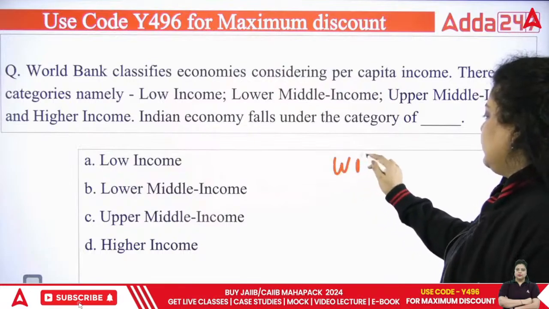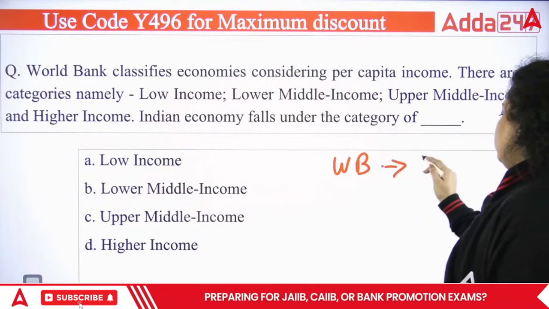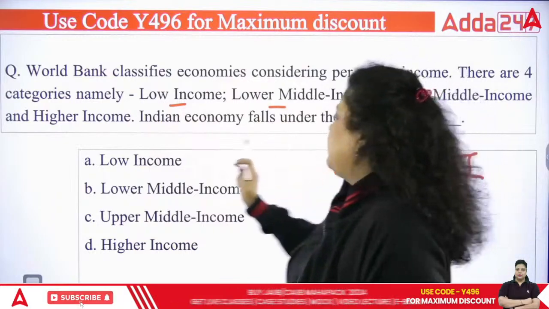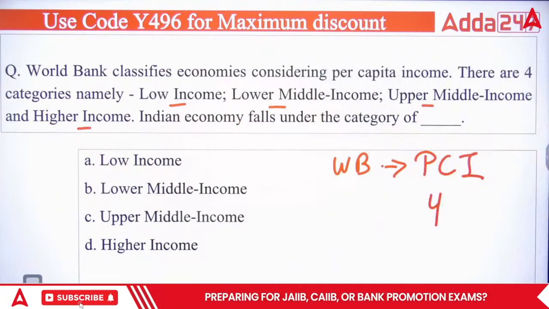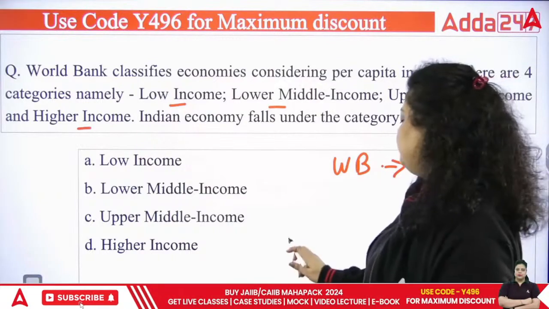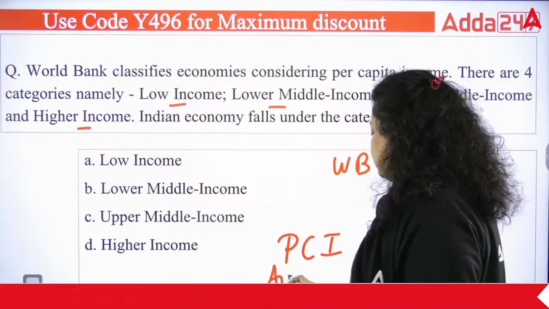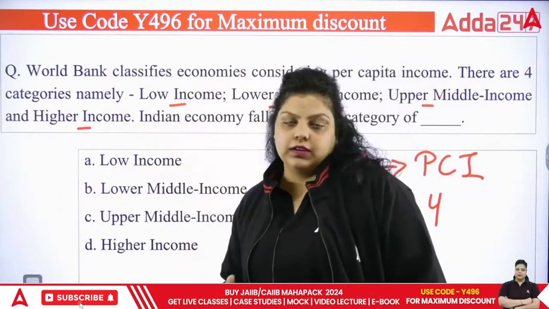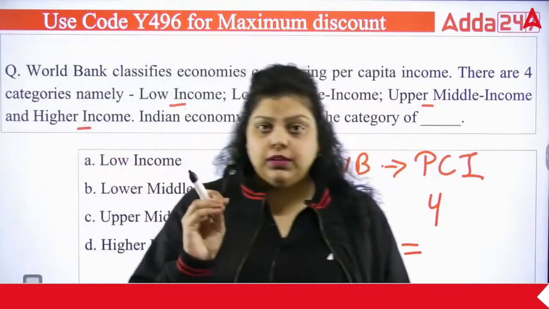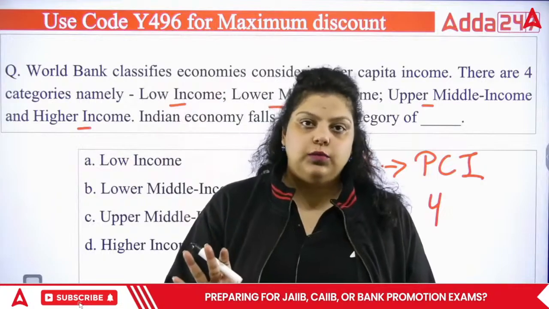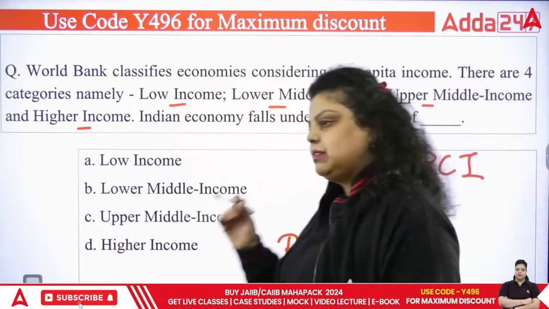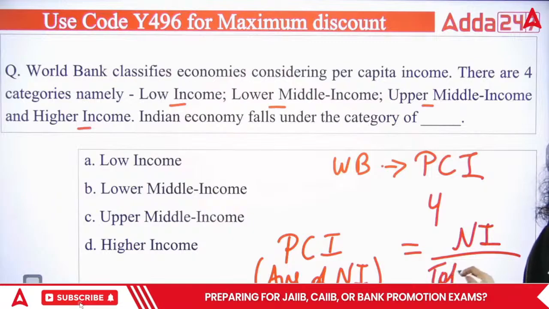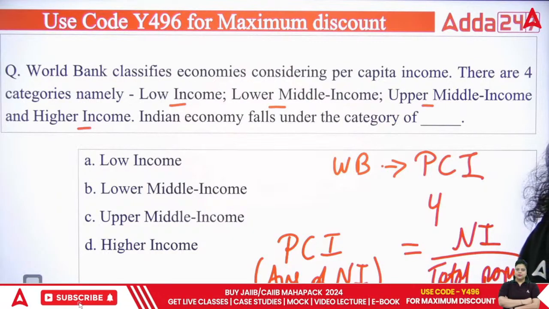So first of all, it is defined by World Bank. On the basis of per capita income, there are 4 categories: low income, lower middle income, upper middle income, and higher income. Apart from that, per capita income is simply an average of national income, which tells us what average income each person has in India, in your country. If you remember the simplest formula of mathematics, the average formula is simply the sum of all the variables divided by the number of variables. So how do we calculate per capita income? National income divided by your total population. This is how we calculate the per capita income.